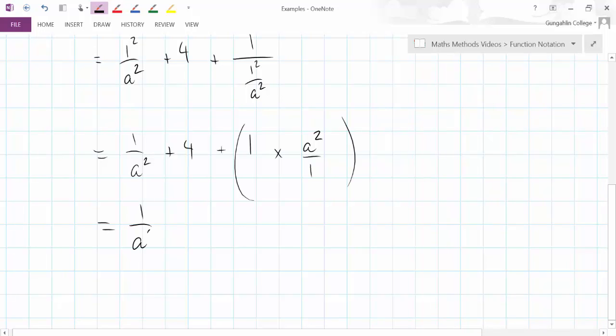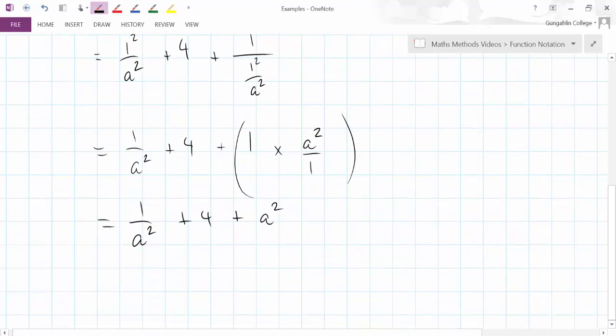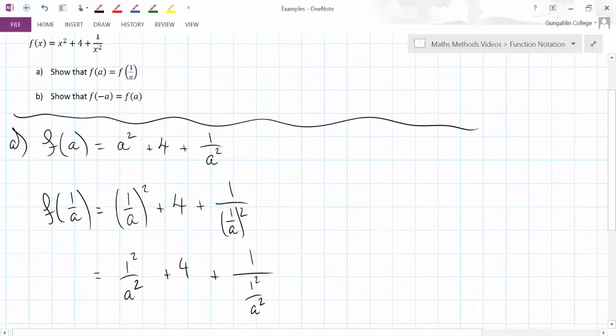So I get 1 on a squared plus 4 plus this ends up being a squared, and that is in fact f of a, just in a slightly different order. So this is equal to f of a, and I have shown my result.